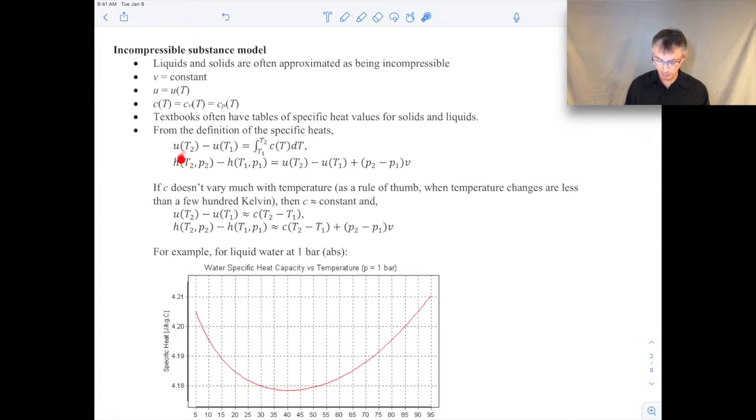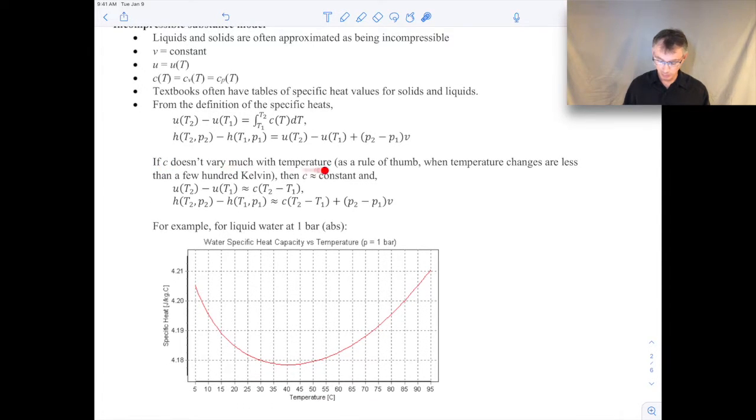Just keep in mind, these expressions are specifically for an incompressible substance. Now, if the specific heat doesn't vary much with temperature, and as a rule of thumb, it doesn't change a whole lot over small changes in temperatures, so a couple of hundred, maybe a few hundred Kelvin, depending on the substance and the range of temperatures, you're not going to get large changes in specific heat. If that's the case, then the C here becomes a constant, and so it can be pulled outside the integral. And so this expression just becomes delta u is C delta T. Similarly, we could rewrite the specific enthalpy expression just using the C delta T.